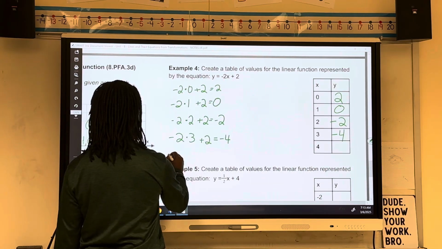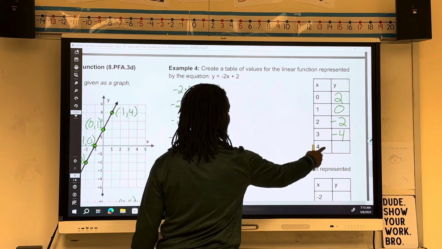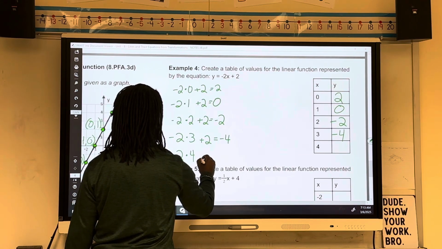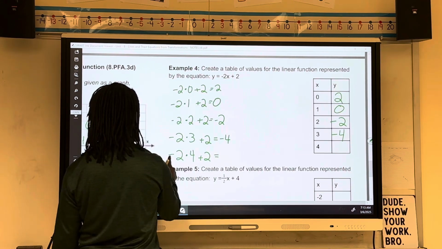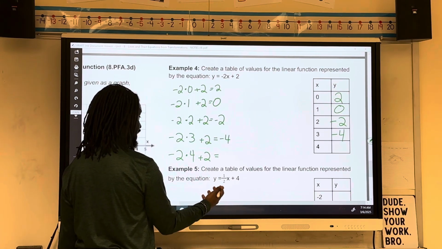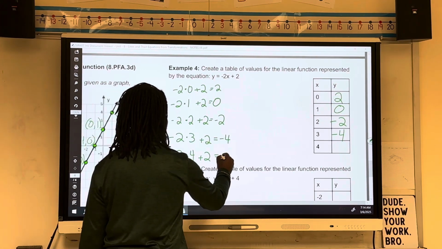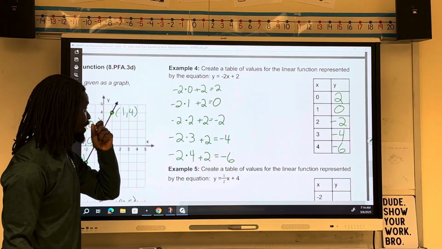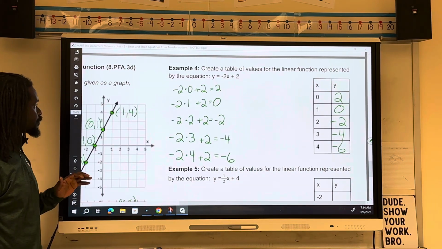And then lastly, negative 2. Again, I'm just taking each of the values and plugging them in. Times 4 plus 2 equals. So negative 2 times 4 is negative 8. Negative 8 plus 2 is negative 6. And so here is my table for this one.